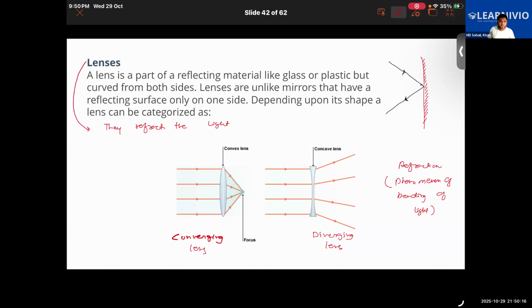Depending upon the shape of the lens, it can be categorized into concave and convex. A spoon also appears like that, whenever we stir it in the water, right? Then that will occur like that.